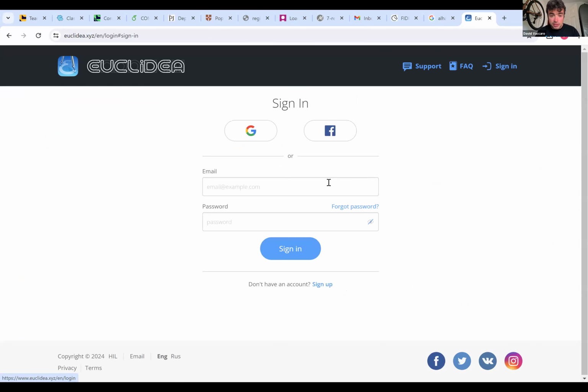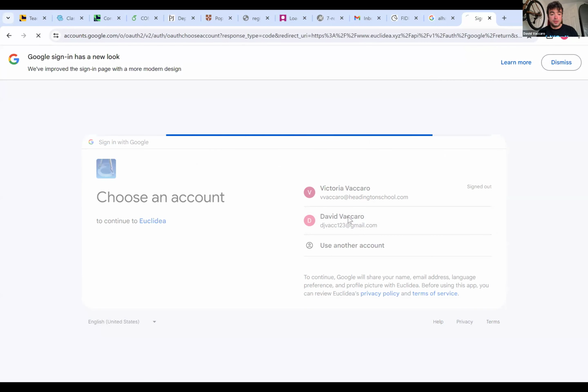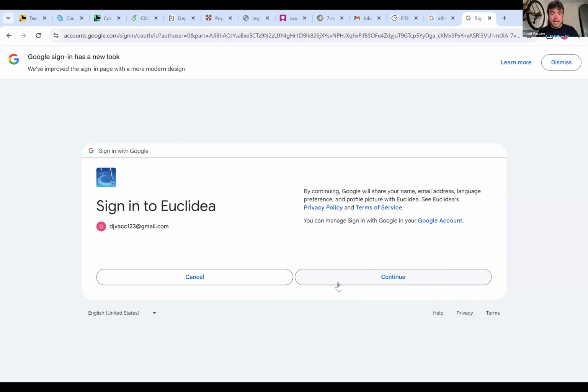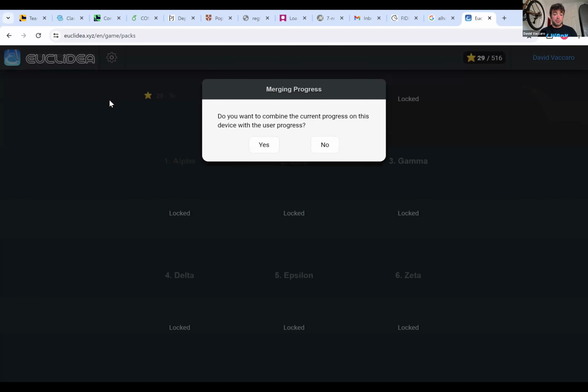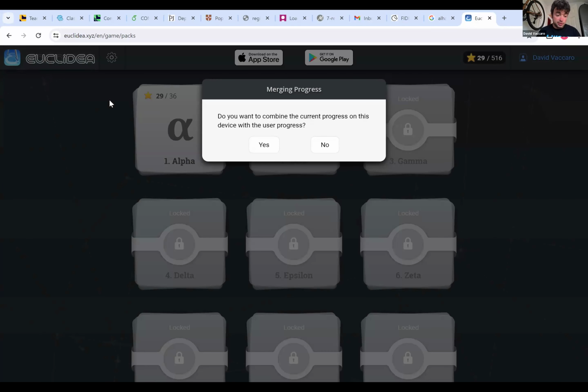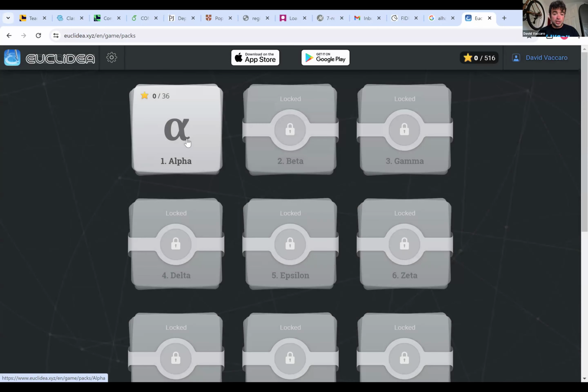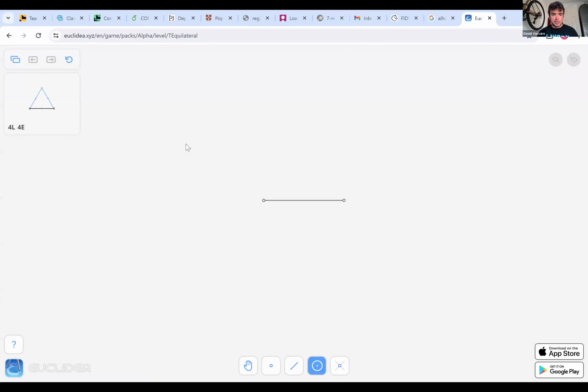And if I just sign in, this is a little game that challenges you to construct things using a ruler and compass. Some of the questions from the sheet are similar to this, some are not. So let's have a look at the first example.